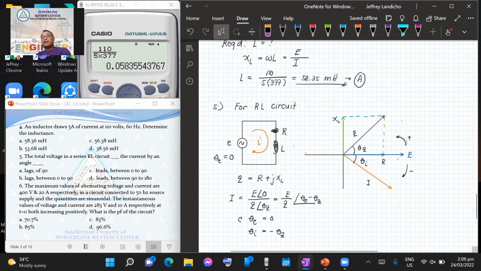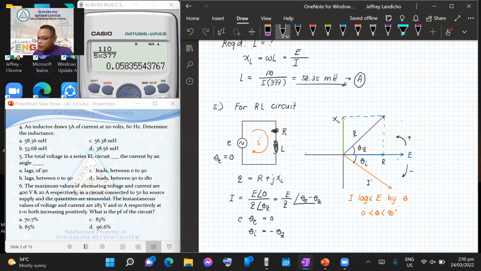So anong pwede natin sabihin? Sinong nauna? Voltage ba or current? So nauna, nasa taas yung voltage, nasa baba si current. So ibig sabihin, current lags. So at this case, for RL circuit, ito tatandaan natin that current lags the voltage by what angle? Theta. So theta is greater than 0 but less than 90 degree.